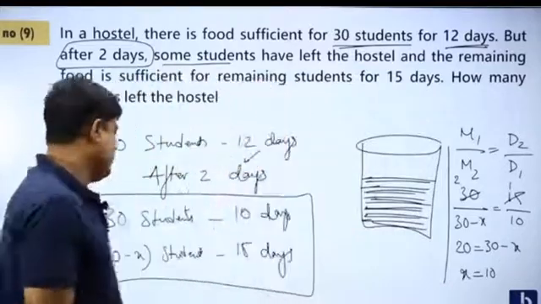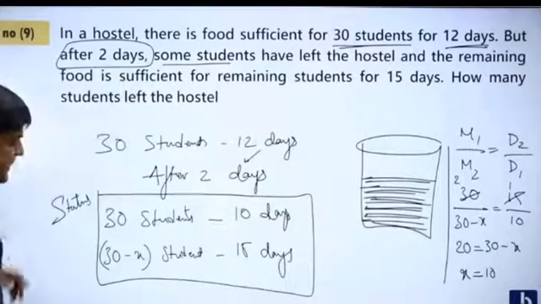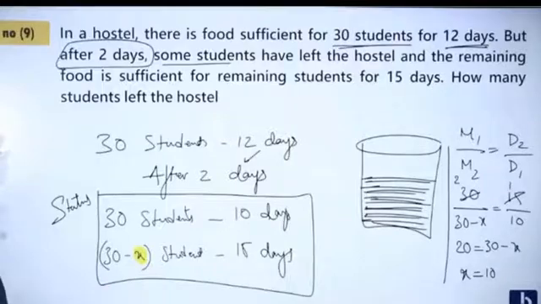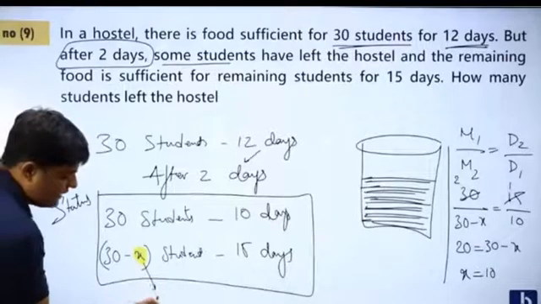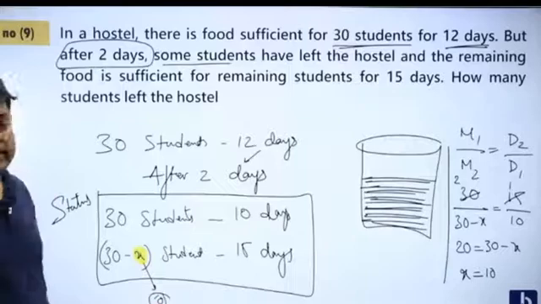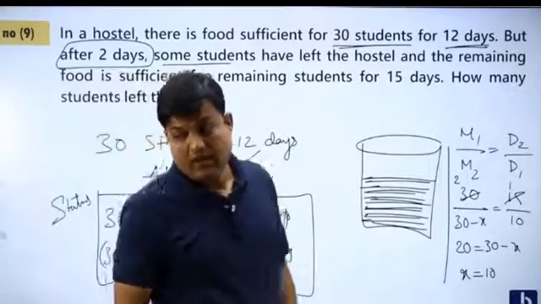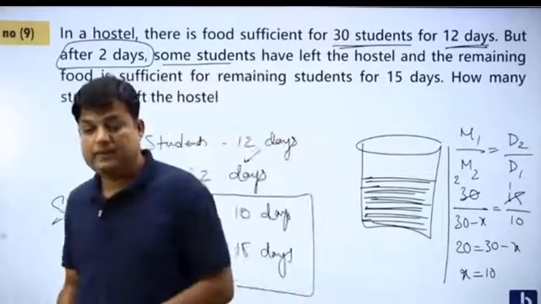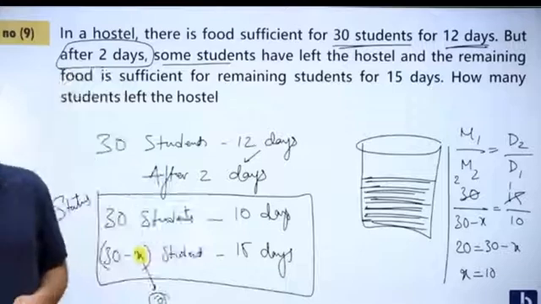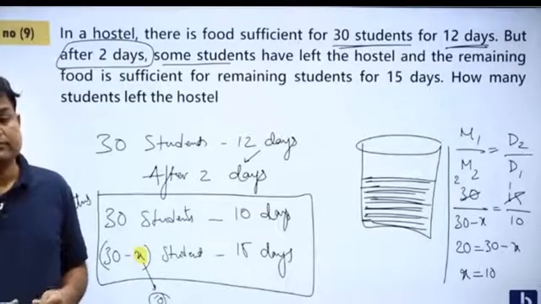So x is equal to 10. So we have to understand that x is equal to 10. So how many students have left the hostel? 10 students have left the hostel. Are you understanding, everybody? Yes or no? Is it clear to you?